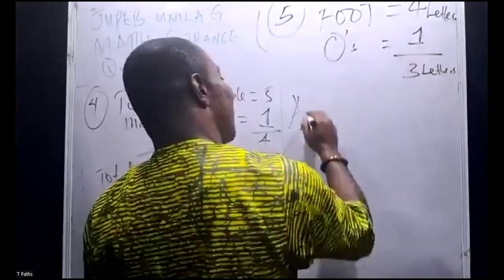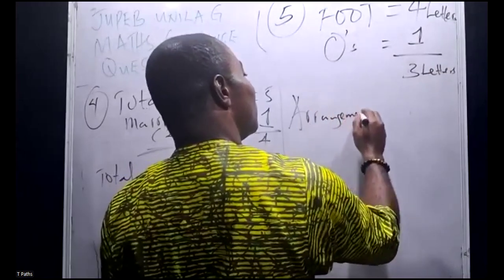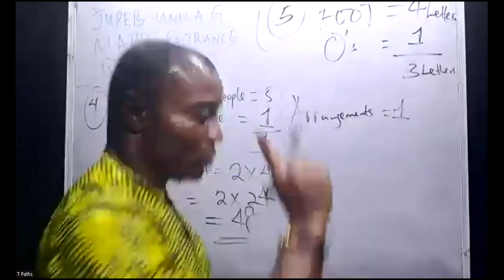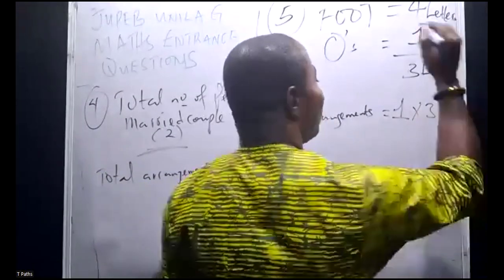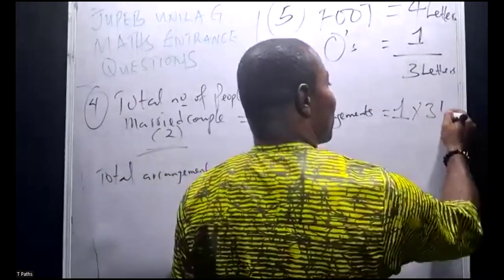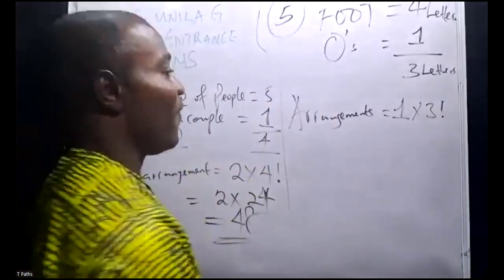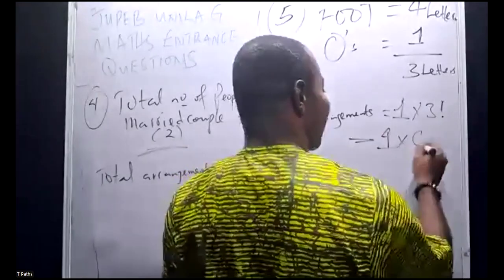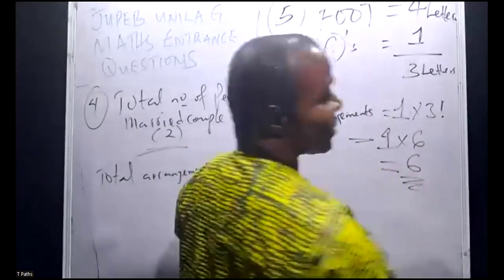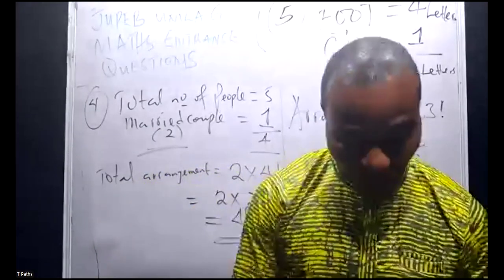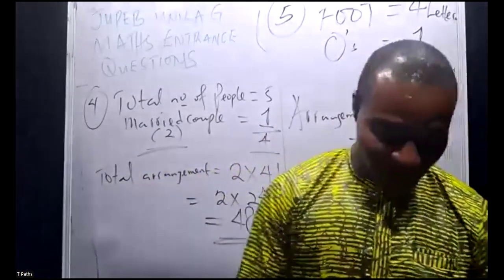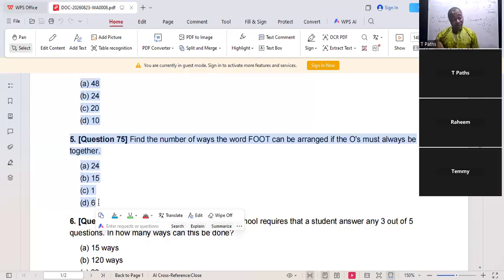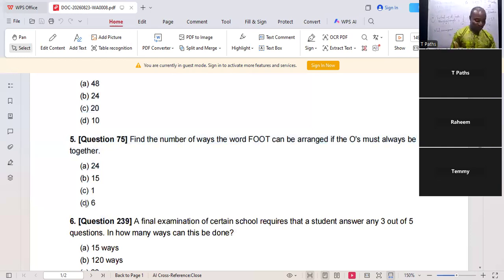So the arrangement will now be 1, because the O's are just 1, times 3 factorial. 1 times 3 factorial is 3 times 2 times 1, that's 6. 1 times 6 is 6. That's the correct answer, because 3 factorial is 6.